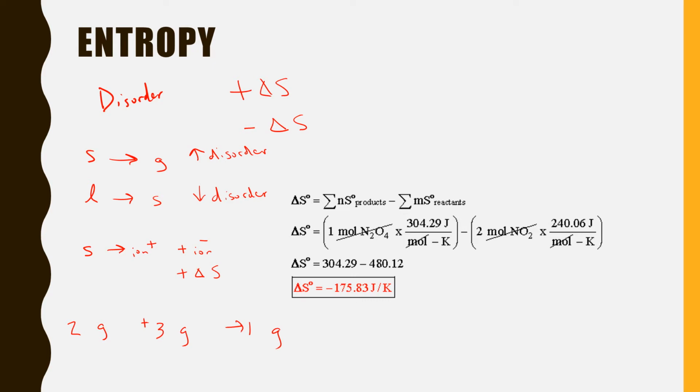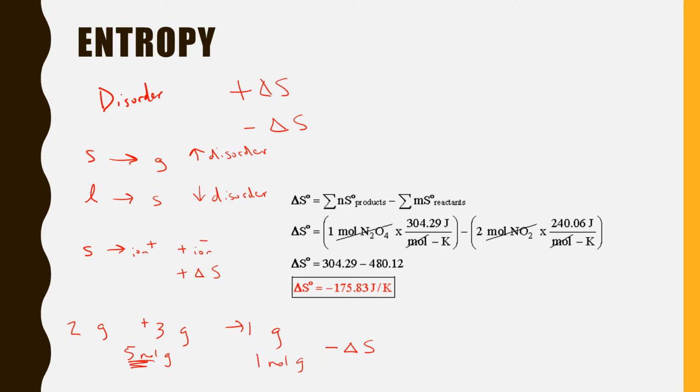On my reactant side, I have 3, 4, 5 moles of gas. On this side, I only have 1 mole of gas. So I have 5 moles of gas that are moving about versus 1 mole of gas that's moving about. 5 moles of gas are way more disordered. So if I go 5 to 1, I have a decrease in entropy, so it's a negative delta S.